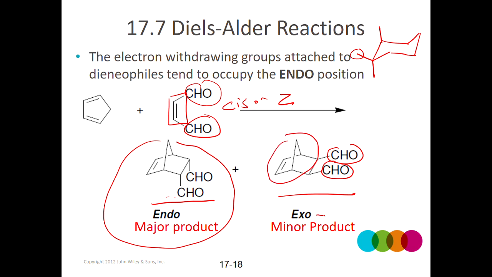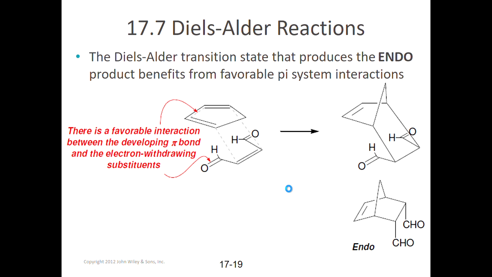So while the exo may be thermodynamically favored, because it's a little less steric hindrance, it's not the major product. And so if it's thermodynamically favored, but it's not the major product, it must be kinetically disfavored, or the other one must be kinetically favored. So there must be something happening during the transition state that makes this one form more often than the other one if it's the major product, despite having a little bit more steric hindrance and not being quite as stable as the other product. So here's what's happening.